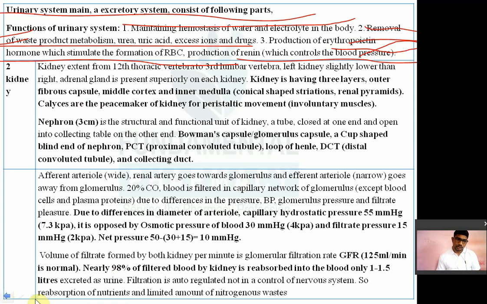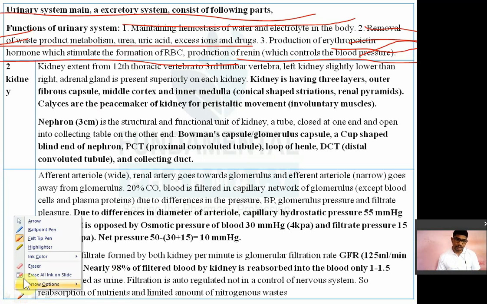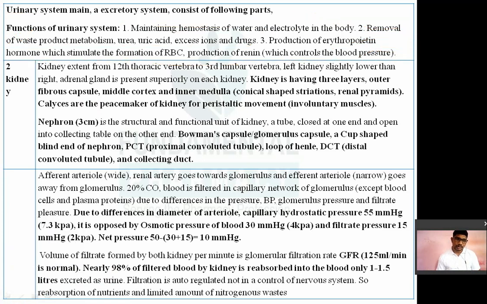Now first is a pair of kidneys. So two kidneys are there in the urinary system. The kidneys extend from the 12th thoracic vertebra to the third lumbar vertebra. So from the 12th thoracic vertebra to the third lumbar vertebra, you will find the kidney structure. Remember, the left kidney is slightly lower than the right kidney. On the superior surface of the kidney, there is the adrenal gland. Adrenal gland is present on the kidney.